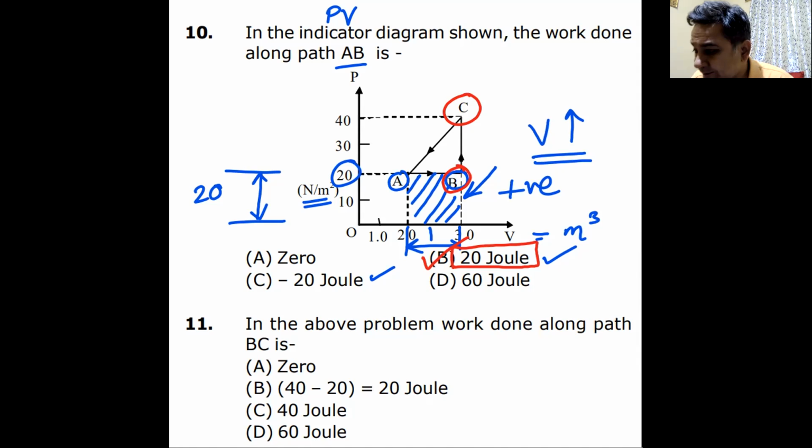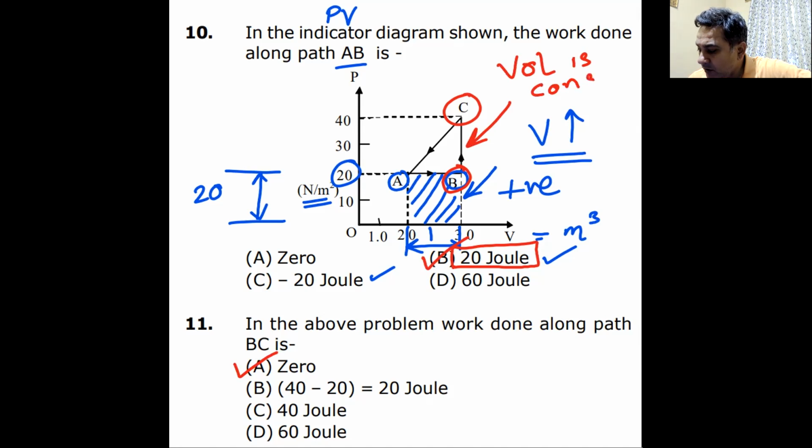And the answer is A, B, C, D. What is the answer? I hope you have seen the question. Yes or no? And the answer is A, 0. Why is it 0? There is no area that you can make under this line BC because this is a line which is parallel to the y-axis. The volume is constant here. Do we understand this?